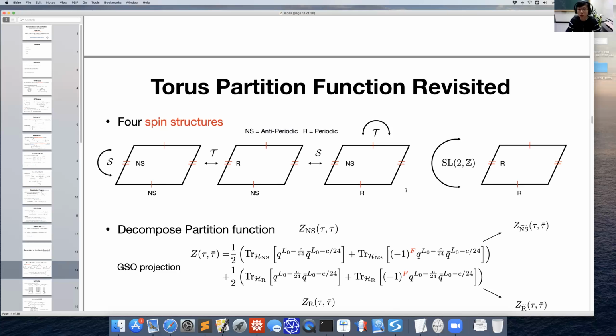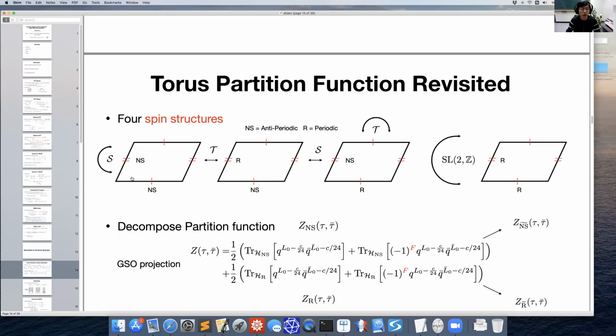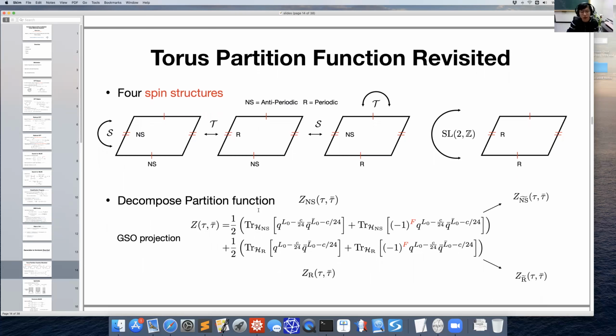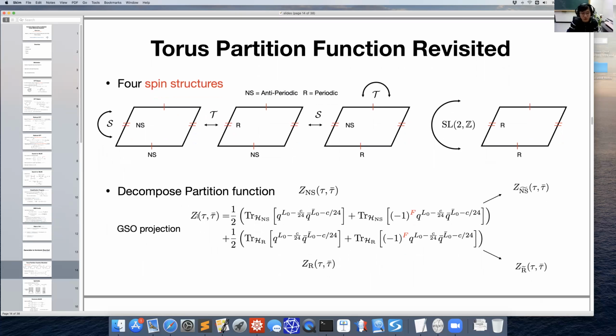I would just like to make 2 remarks. The first remark is that the Ramond sector is actually still invariant under SL2Z. And the second remark is that among the 3 sectors, the NS sector is invariant under the S transformation, which will be important later. And in terms of the partition function, we can make a further decomposition in terms of the different 4 sectors. We call them NS, NS tilde, R, and R tilde.